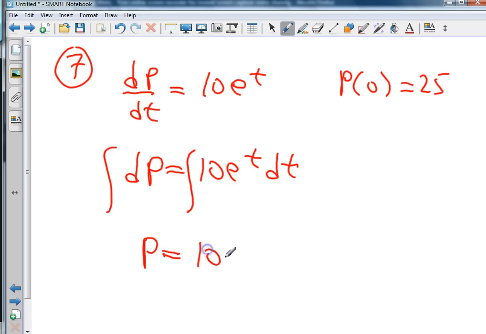10 e to the t, because remember, the derivative of e to the t is e to the t, and the antiderivative of e to the t is e to the t with respect to t, right? Plus, what's your favorite constant? J? Okay, J. Can we resolve J? Can we figure out what J is? Plug in P is 25 when t is 0.